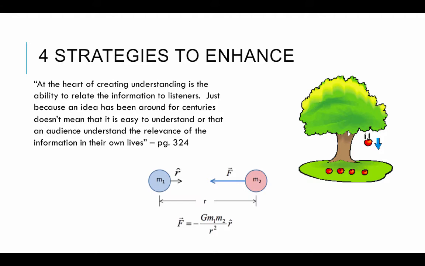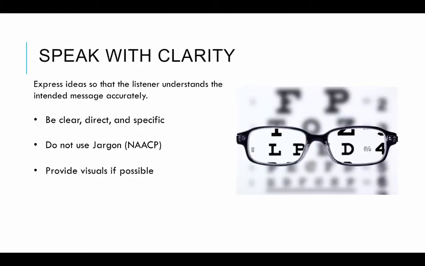So find ways. The first way to enhance your connection with the audience is to put it in simpler levels of understanding, especially if you're talking about complex topics like Newton's law of gravity. Don't put a computation up there. Instead, put something that's much simpler and easier for the audience to understand. So there are four key strategies there that can help us do that.